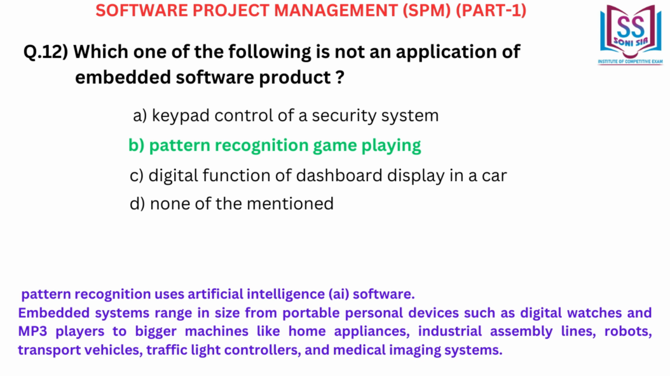Embedded systems range in size from portable personal devices such as digital watches and MP3 players to bigger machines like home appliances, industrial assembly lines, robots, transport vehicles, traffic light controllers, and medical imaging systems.